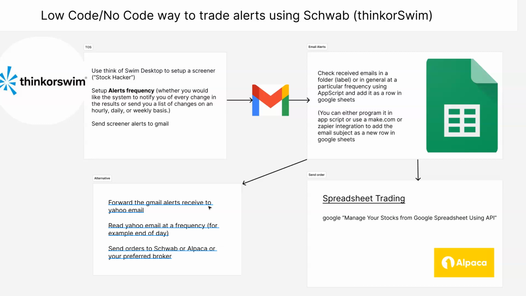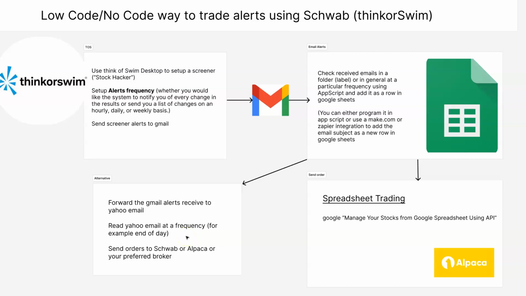I'm saying Yahoo email because I think reading Gmail emails is more complicated. So you forward the Gmail email to Yahoo email. As soon as you get the alert from ThinkorSwim, it goes to Gmail and then it goes to Yahoo. And then you read the Yahoo email at a frequency. Let's say you want end of day alerts, but you can read it at a higher frequency too, say every 5 minutes or every 10 minutes or whatever the time frame is.